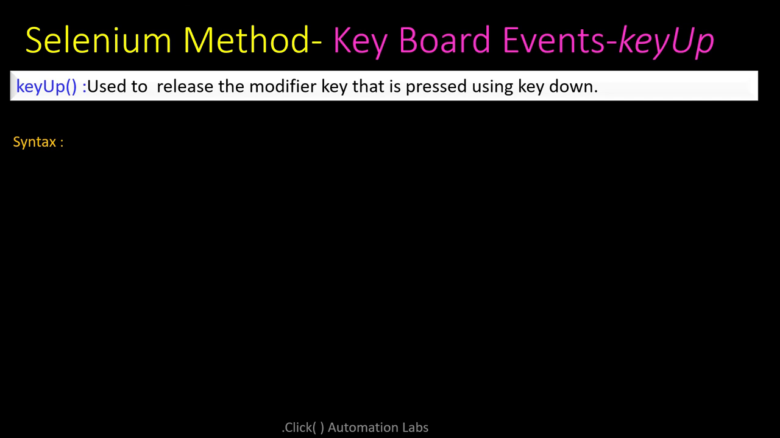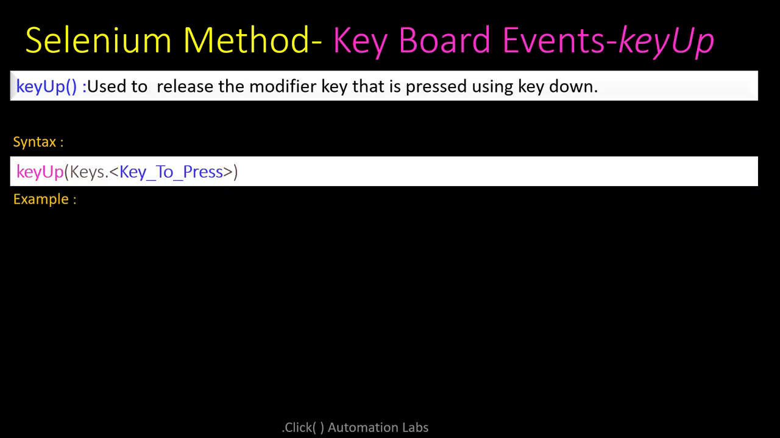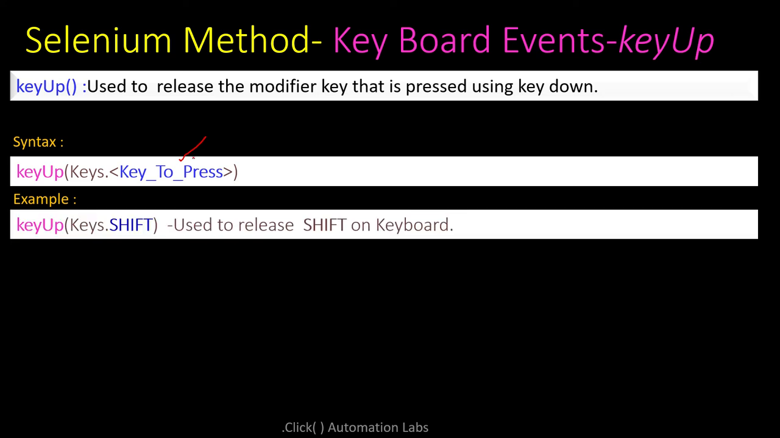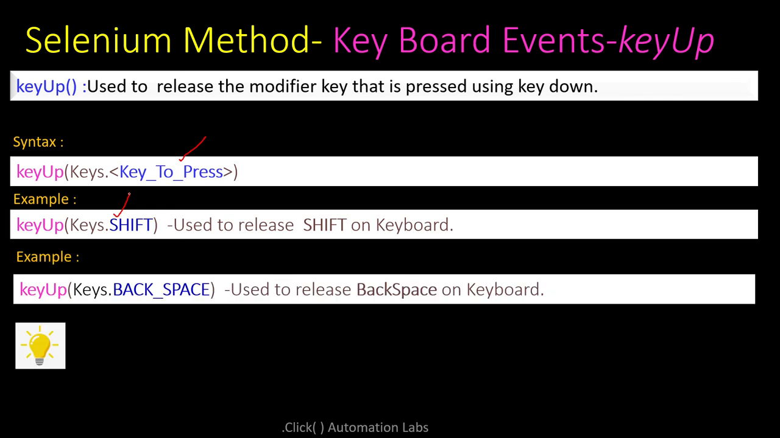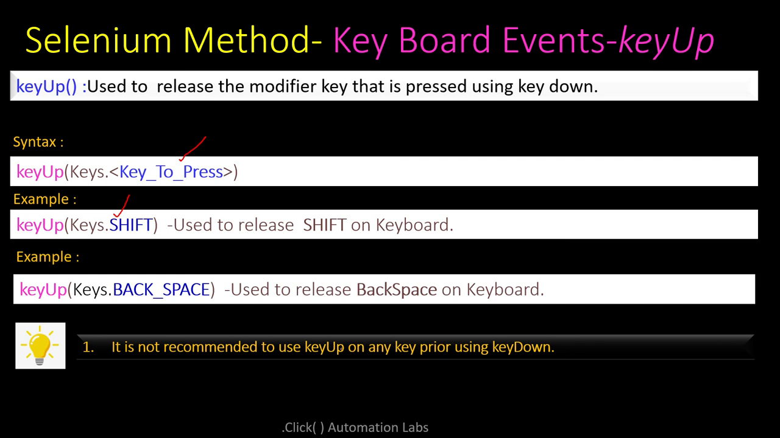So now let's see the key up. Use it to release the modifier key that is pressed using key down. So wherever you use key down, once you are done with that activity, you must use key up. The syntax is similar: key up, keys dot, and whichever key you want to release, you need to pass that. Keys dot F1, F2, whatever. Here the example is keys dot shift, or keys dot backspace. It is not recommended to use key up on any key prior to using key down. So remember this: whenever you use key down, you must use key up to release that particular keystroke. Okay, so this is about key up.